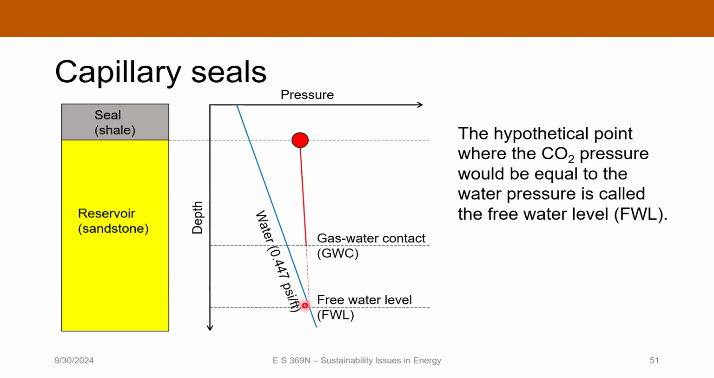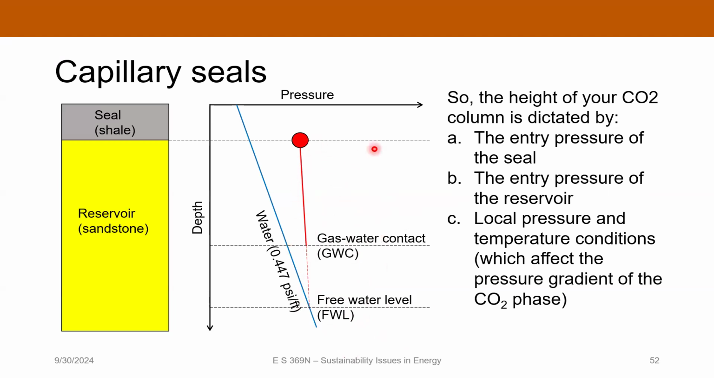There's also an imaginary depth called the free water level, which is where the gas pressure would intersect the water pressure. And at that depth, the capillary pressure is 0. So that's what that is. And so what we see is that the height of your CO2 column is given by the largest pore size in the seal, the largest pore size in the reservoir, and then the local pressure and temperature, which are going to affect the density and the gradient of the CO2 phase. Okay. Any questions about that?